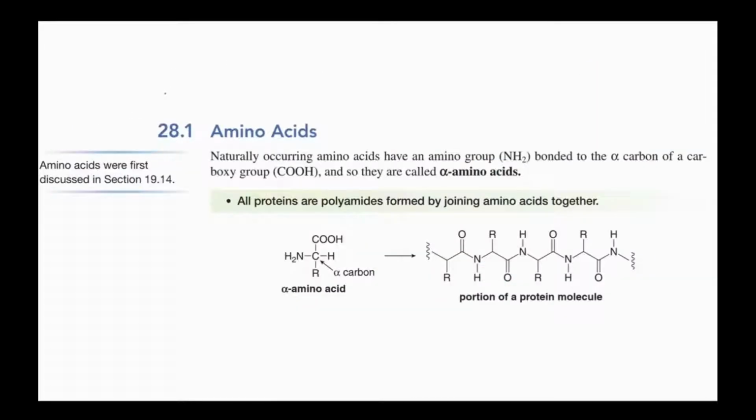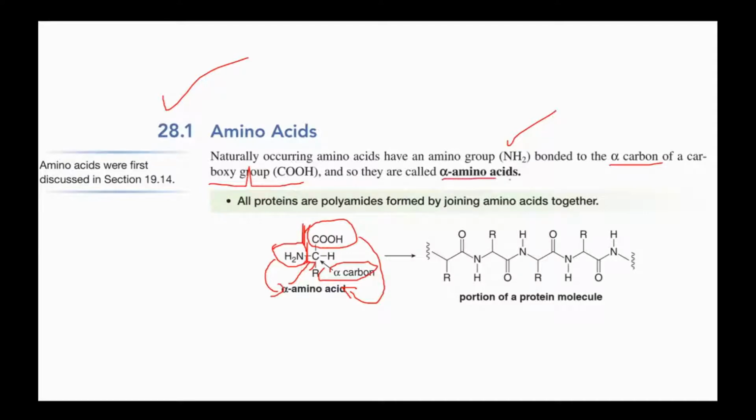So proteins are made up of amino acids. Amino acids are called amino because of this NH2 group, and because of this carboxylic acid group, they are called acids. Alpha because this carbon is the alpha carbon. Naturally occurring amino acids have an NH2 group on the alpha carbon of a carboxy group, and so they are called alpha amino acids.